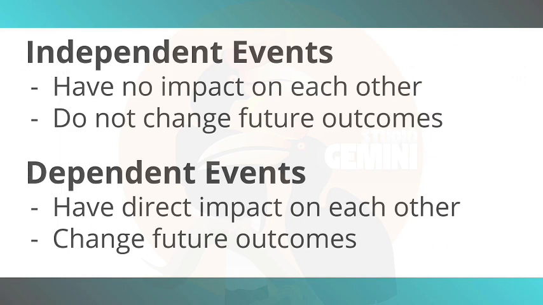That's it, students. Remember that independent events have no impact on each other and do not change future outcomes. On the other hand, dependent events have direct impact on each other and change future outcomes.